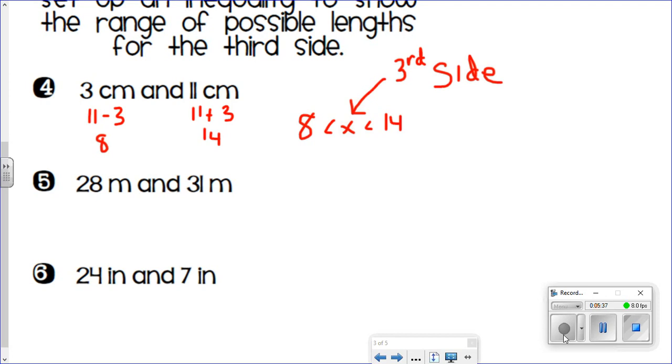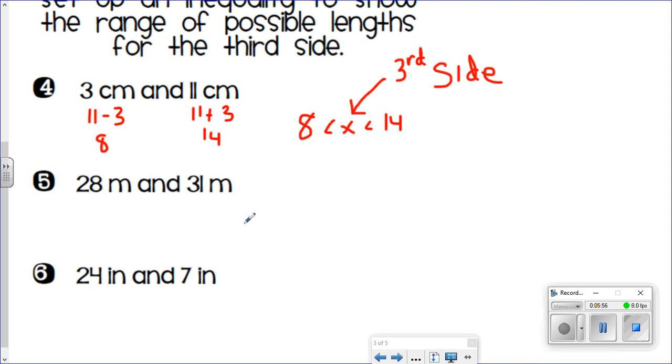Alright, so we have here that x is the third side, and remember we can't get an exact number, but we know what numbers it falls in between. And it doesn't have to be an integer, it could be like 8.2 to 13.999. Any of those values work. Alright, so let's try our next example.